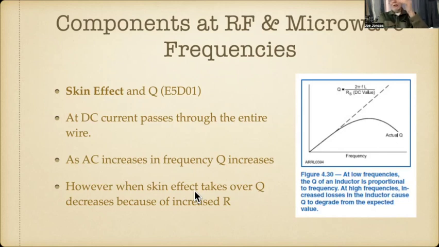Now it'll reach a point where the resistance goes up. When the resistance goes up, the Q comes down. So there is a certain point. So here we go. In this area here, you can count on the Q working well. But after you get skin effect kicking in here, you can see what happens with the Q. And eventually it drops off.